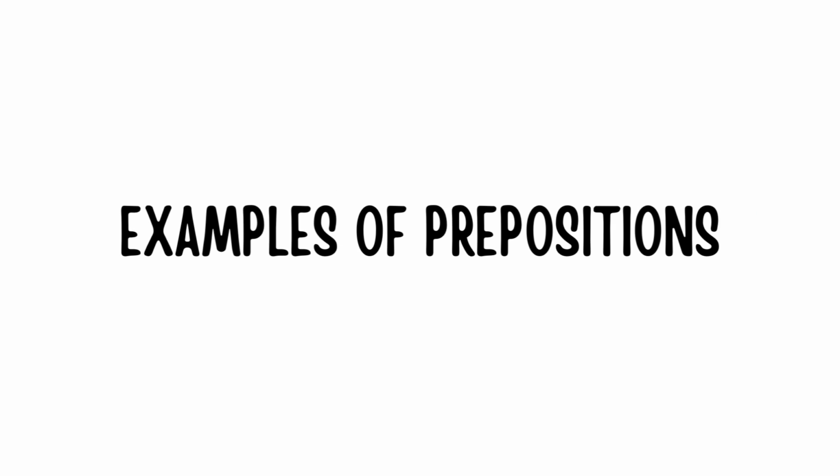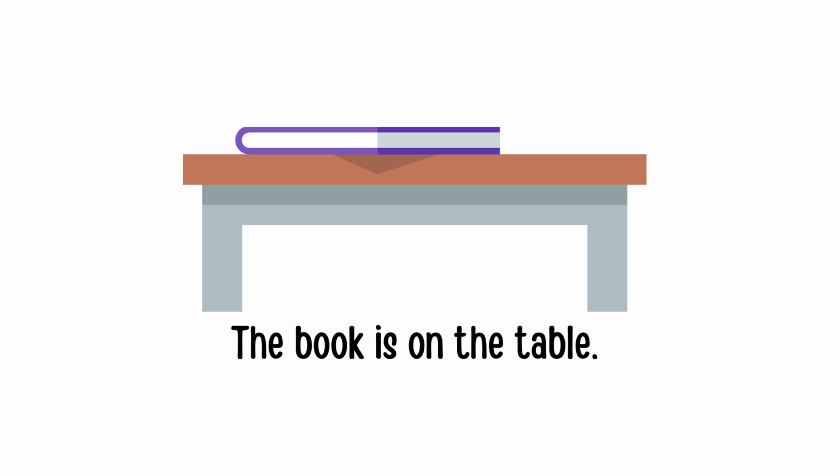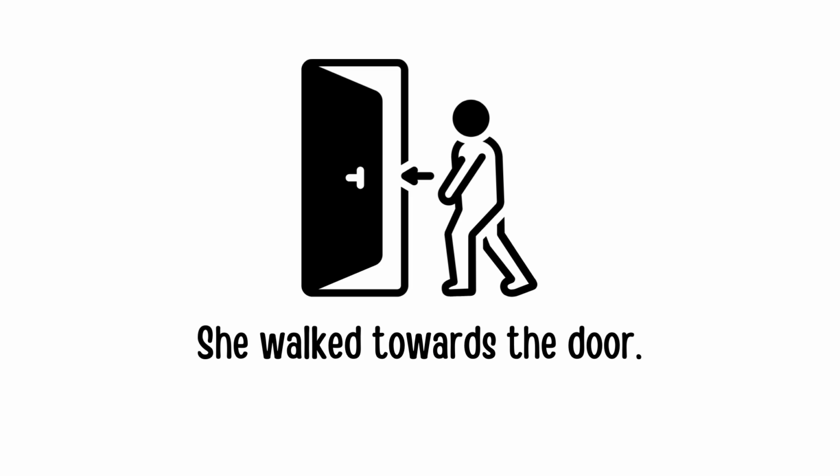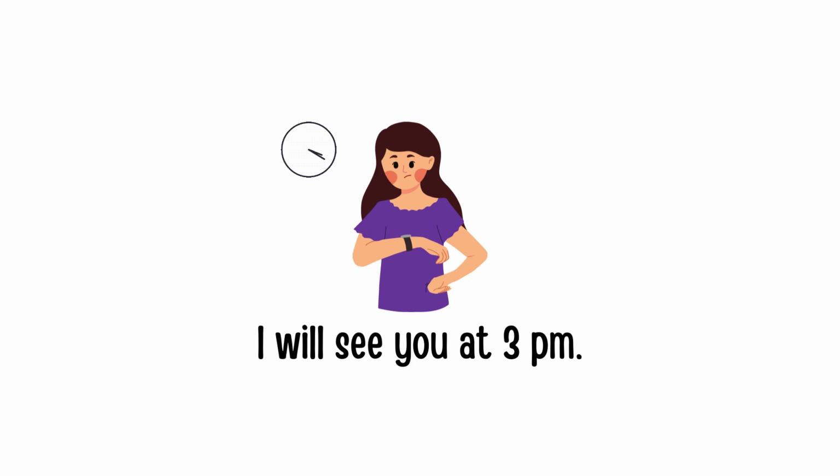Let's look at some examples of prepositions in action. The book is on the table. In this sentence, the preposition on indicates the location of the book. She walked towards the door. In this sentence, the preposition towards indicates the direction of her movement. I will see you at 3 p.m. In this sentence, the preposition at indicates the time of the meeting.